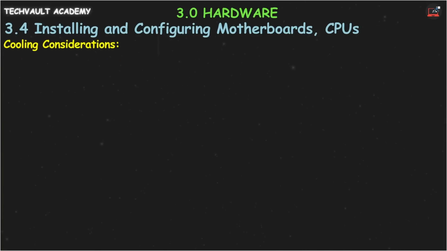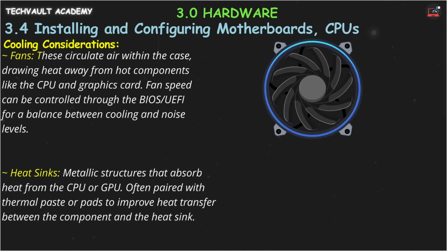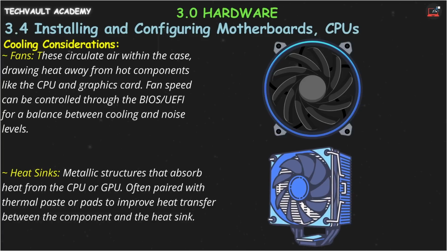Cooling considerations. Heat management is crucial for system stability and performance. Here are some key cooling components. Fans circulate air within the case, drawing heat away from hot components like the CPU and graphics card. Fan speed can be controlled through the BIOS UEFI for a balance between cooling and noise levels. Heat sinks are metallic structures that absorb heat from the CPU or GPU, often paired with thermal paste or pads to improve heat transfer between the component and the heat sink.